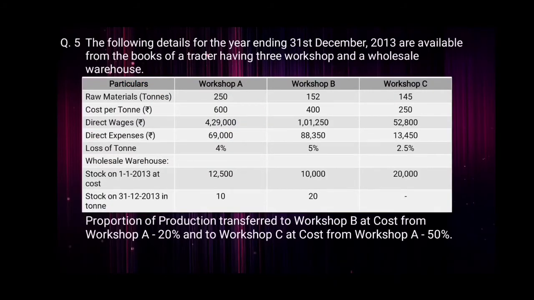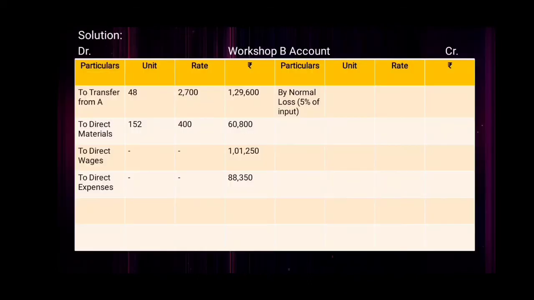Now, loss of ton for workshop B is given as 5% of input. By normal loss, 5% of input, that will be 10. Scrap value amount is not given, so the total amount will be nil.